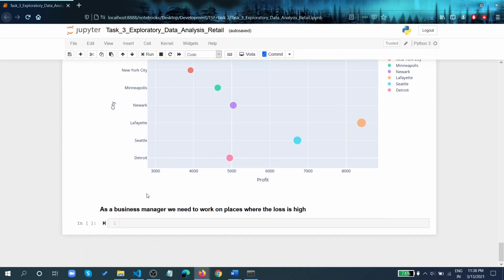So this is the basic task that a business manager has to do: work on the weak areas and see how he can increase the profits. Thank you.